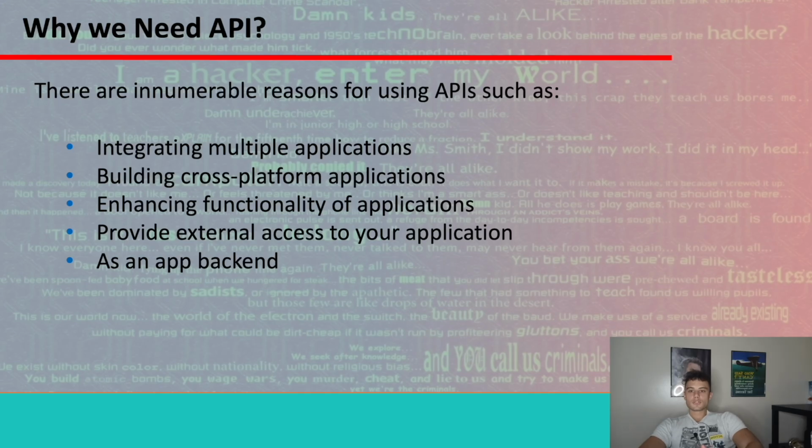API design. Before learning about API design patterns, let's first talk about why an API is needed and what we use it for. The very first thing we usually use an API for is to integrate multiple applications. This happens when two applications need to communicate and exchange data.